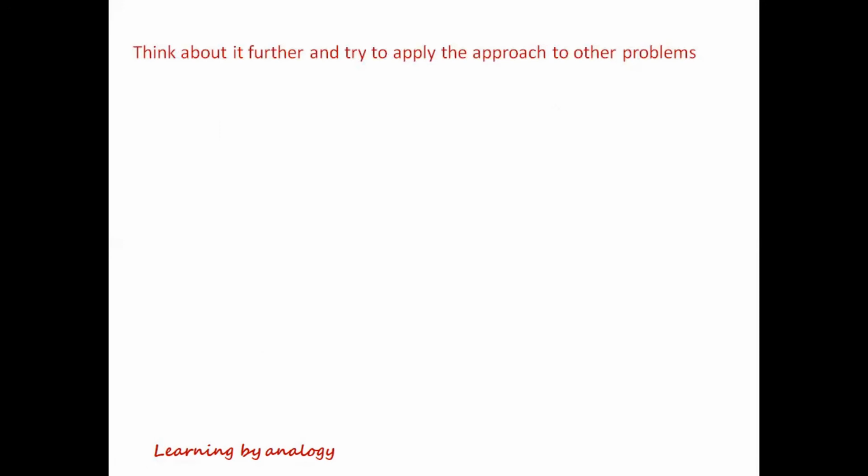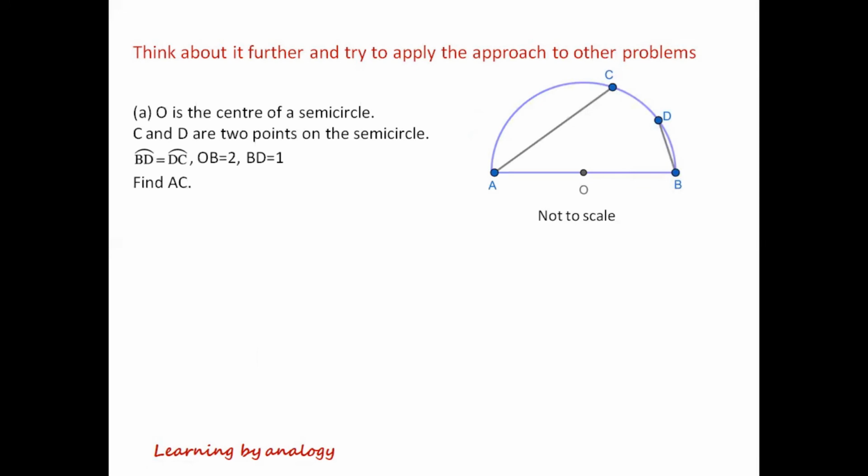Think about the thought process for the previous question further and try to apply the approach to other problems, such as this one. O is the center of a semicircle. C and D are 2 points on the semicircle. Arcs BD and DC are equal. OB = 2. BD = 1. Find AC.